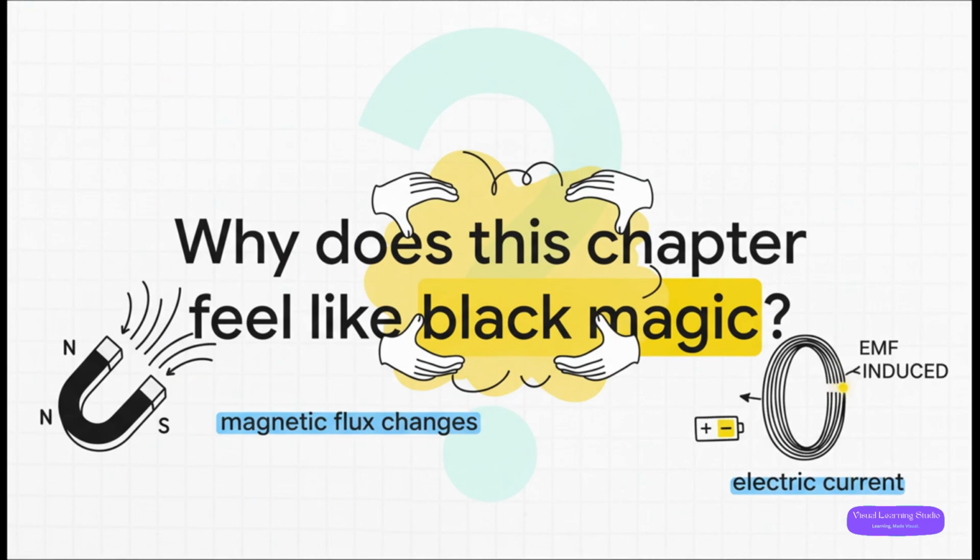You're told, hey, when magnetic flux changes, an EMF is induced, and it's like someone's casting a spell. Poof, an electric current just appears out of thin air. Well, today, we're going to pull back that curtain and make you actually see what's going on.